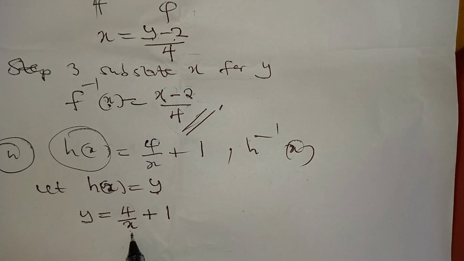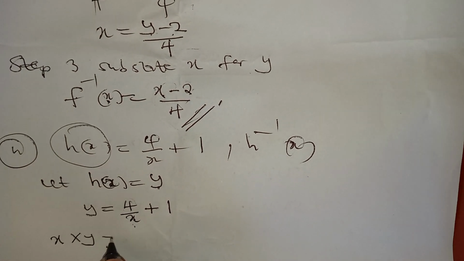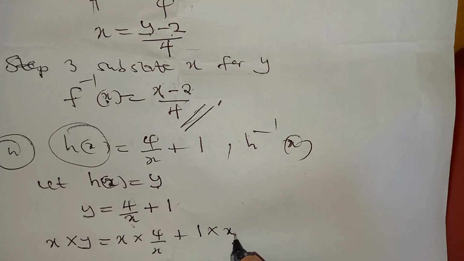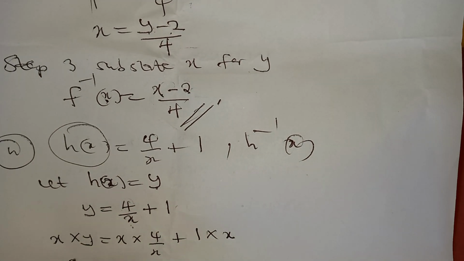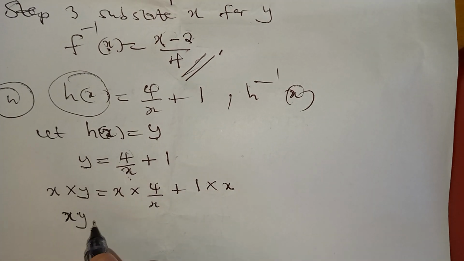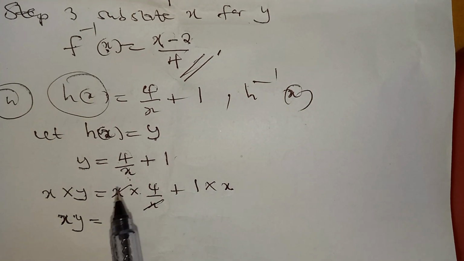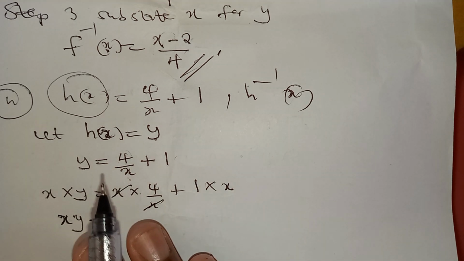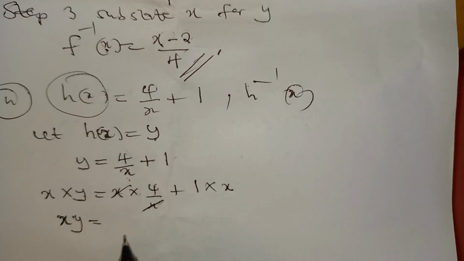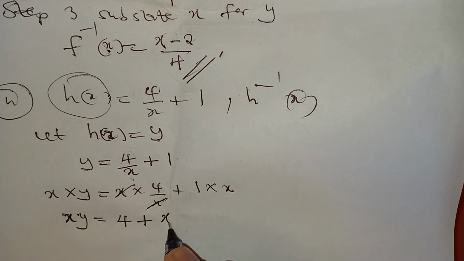How do we deal with the denominator? We multiply it throughout. So we're going to have x times y is equals to x times 4 over x plus 1 times x. So x times y is going to be xy, is equals to x times that. So this cancels out. Our main aim of multiplying through is that we don't have any denominator, because working with a denominator can be tedious at some point. So we cancel there. We have 4, then plus 1 times x, that's going to be x.